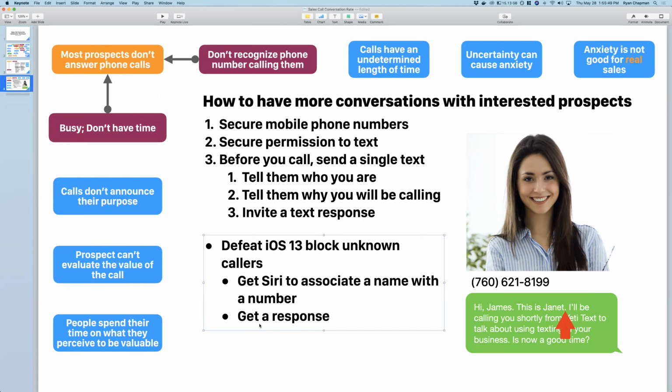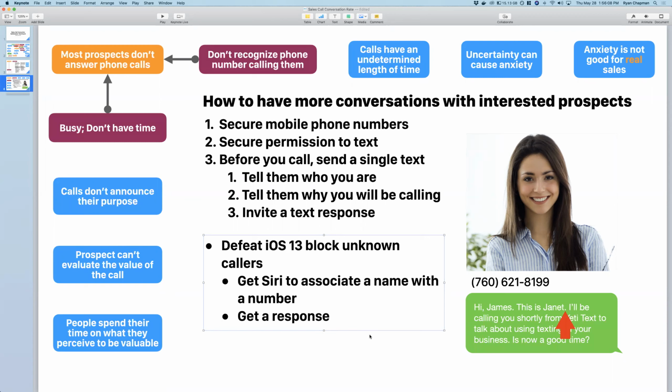And then they have to respond in order for us to overcome block unknown callers. So that's why your question, "is now a good time," but you may ask a different question. Whatever it is, you're just trying to elicit some sort of text response, because once that happens, now you can get through.